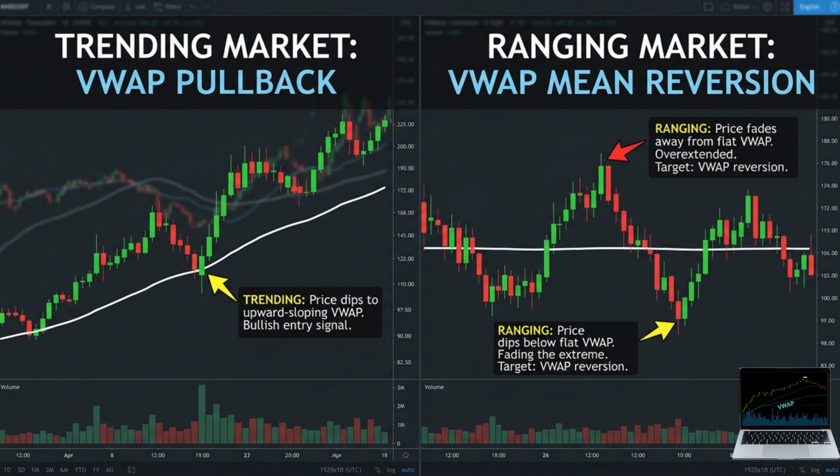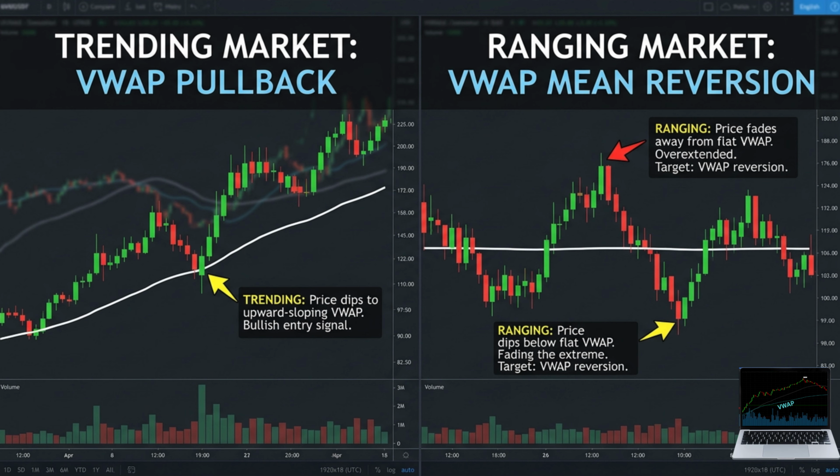A successful VWAP, volume-weighted average price, strategy relies on the understanding that VWAP is the fair value of an asset for the day. While many traders use it as a simple line on a chart, the most effective approach treats it as a dynamic support/resistance level and a measure of market trend strength. Here is a step-by-step framework for a high-probability VWAP strategy.